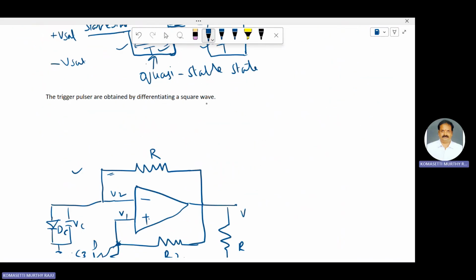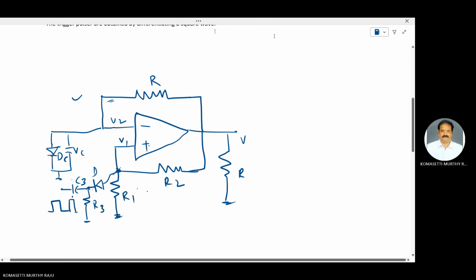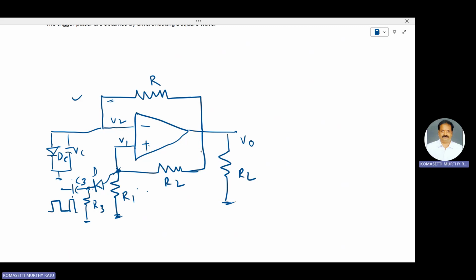The trigger pulses are obtained by differentiating the square wave. Later we will see. Here, this is the circuit diagram of a monostable multivibrator. Plus is the non-inverting terminal, minus is the inverting terminal. This one is RL, this one is R naught. This is the positive feedback, which consists of two elements, R1 and R2. This is the voltage divider circuit, connected to the non-inverting terminal of the op-amp. The inverting terminal of the op-amp is connected to R and C elements.